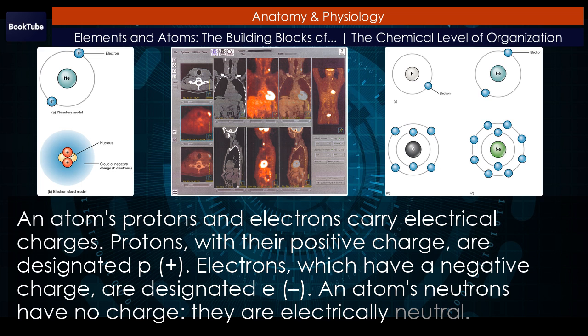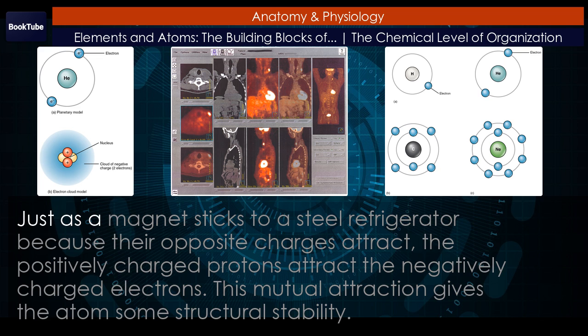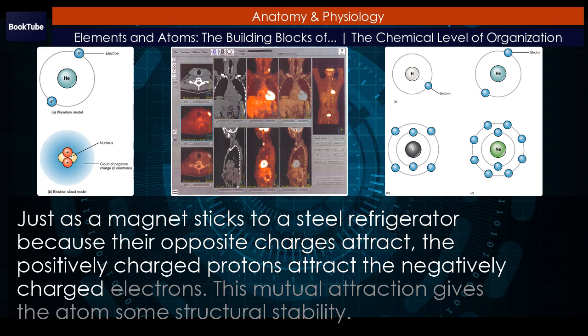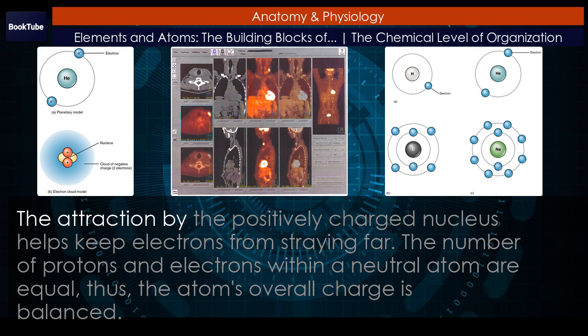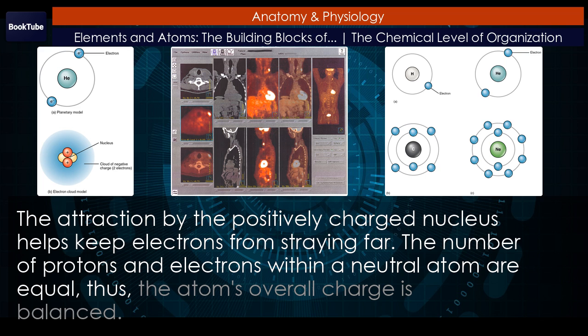They are electrically neutral. Just as a magnet sticks to a steel refrigerator, opposite charges attract. The positively charged protons attract the negatively charged electrons. This mutual attraction gives the atom some structural stability. The attraction by the positively charged nucleus helps keep electrons from straying far. The number of protons and electrons within a neutral atom are equal. Thus, the atom's overall charge is balanced.